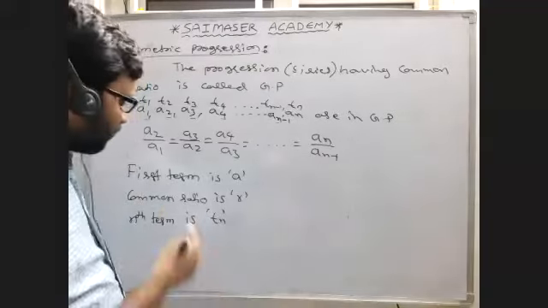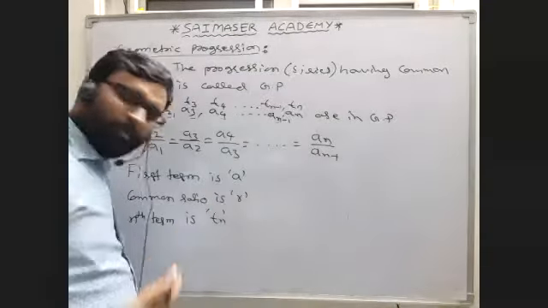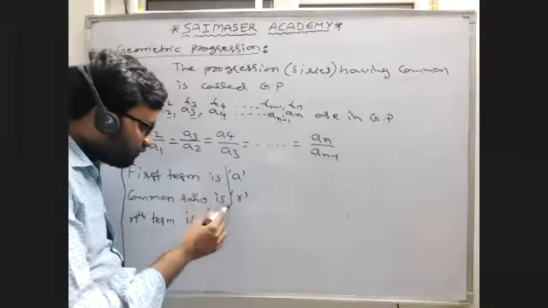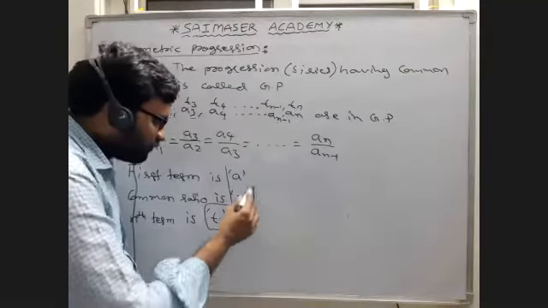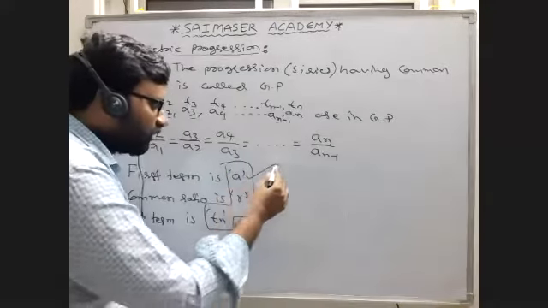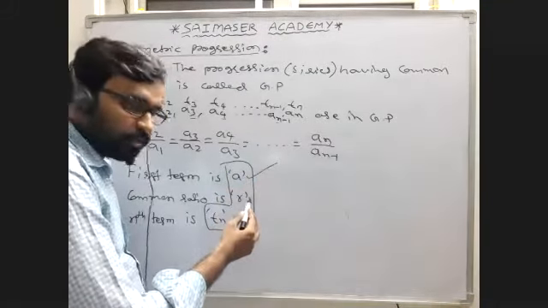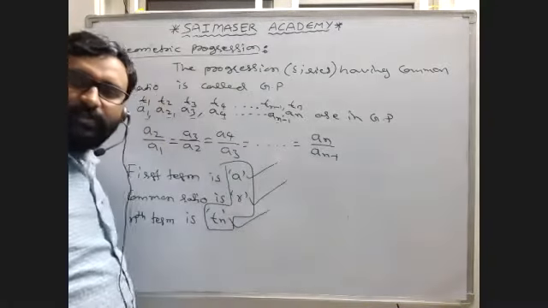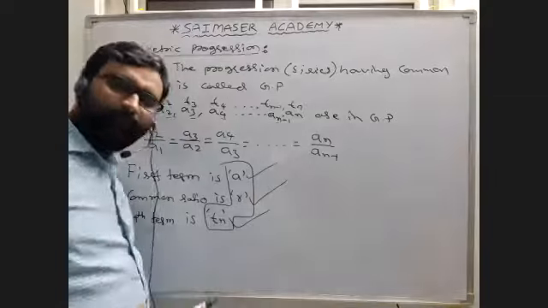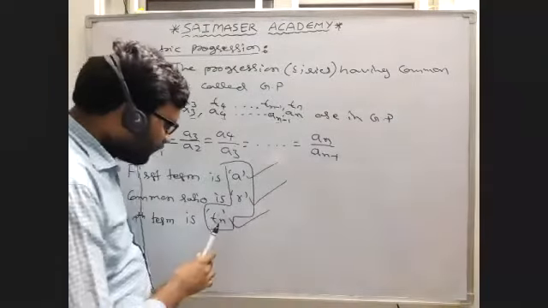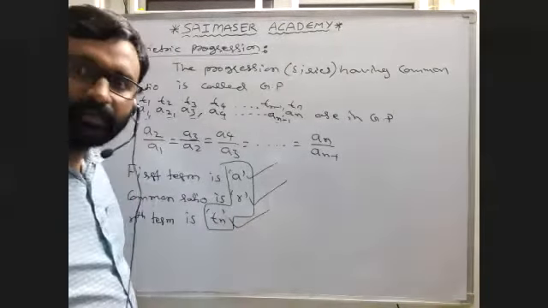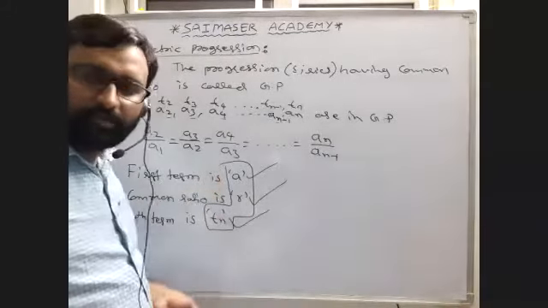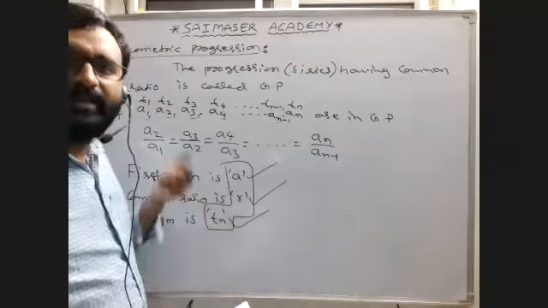First of all, I am telling you what the first term, the common ratio, and the nth term are, I mean the notations. These all are called notations. First term is denoted with A, common ratio with r, and nth term with Tn, fifth term with T5, seventh term with T7, 100th term with T100. These notations are the same for AP, GP, and HP also.